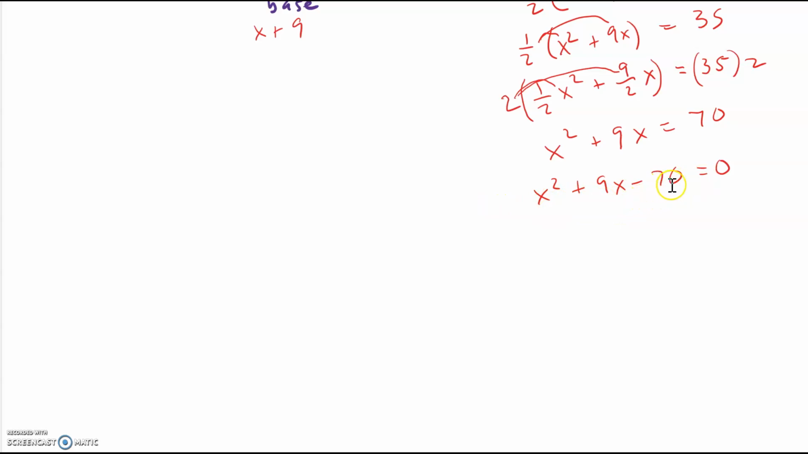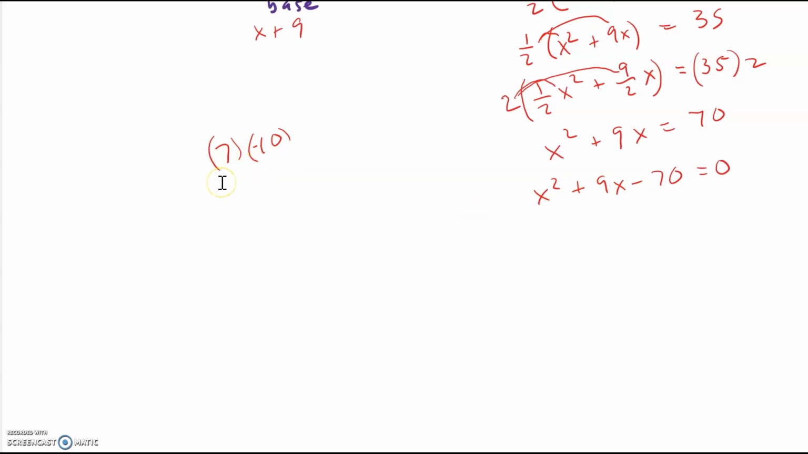So a little trial and error. You have to think of two numbers that multiply to negative 70 and at the same time add to 9. You could just make a list. 7 times 10 gives you 70, except one of those has to be negative. But no matter whether I make the 7 negative or the 10 negative, it's not going to add up to 9. So that's not the right combination.